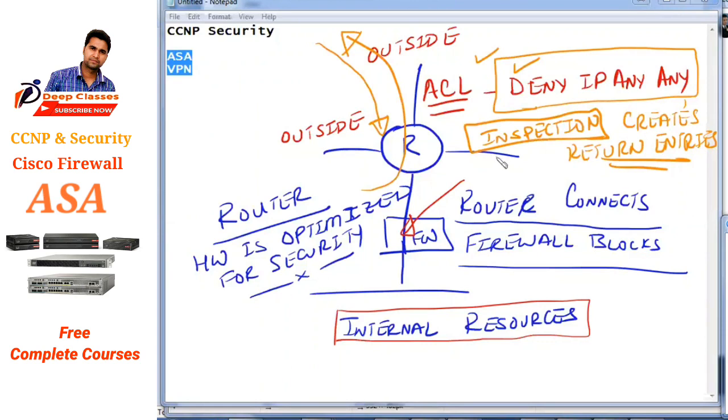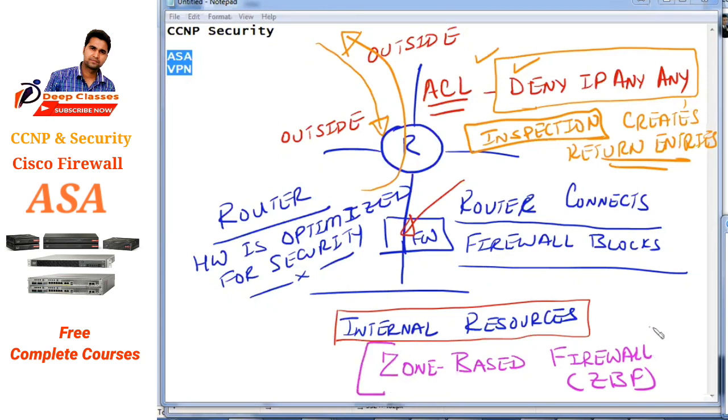Now, at the same time, you might say, well, can I do that inspection on my router? Yes, you can. On the router, you have the ability, not using ACLs, to use a feature on routers called zone-based firewalls. What is a zone-based firewall? A zone-based firewall is basically a firewall feature set installed on a router.